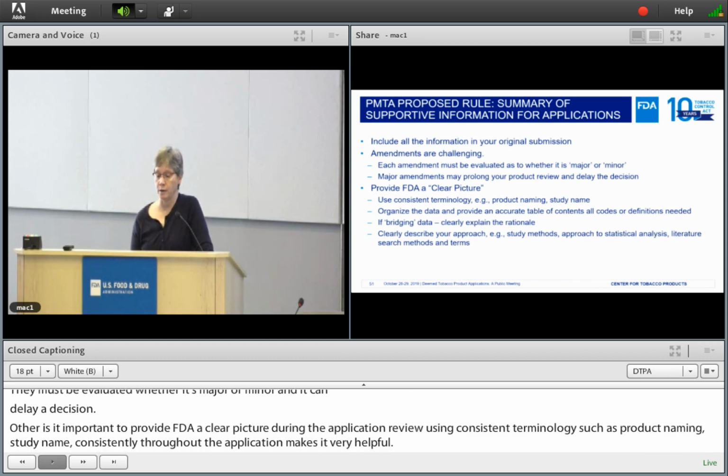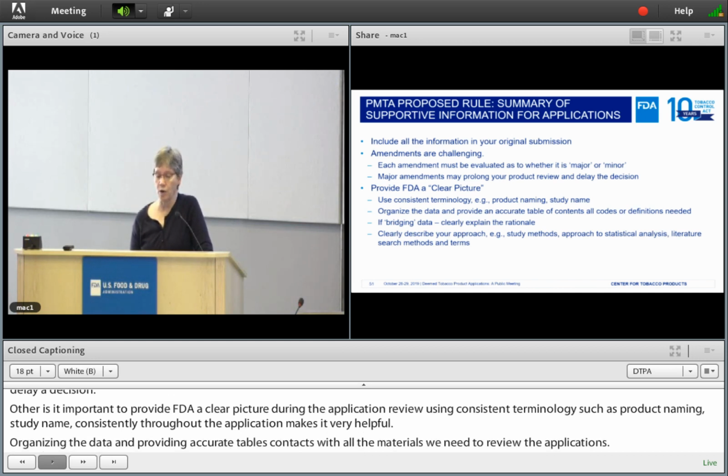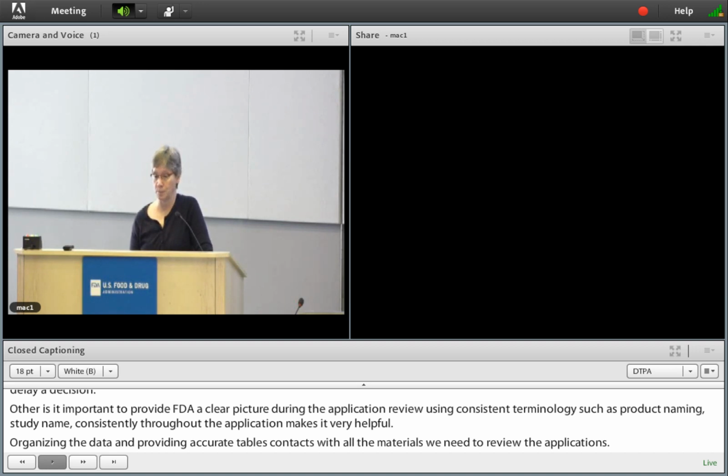If you're bridging data, provide a rationale and clear explanation for why this is important for your particular product, and clearly describe your approach, the study methods, the approach to the statistical analysis, the literature search methods and terms, and anything else that you think would make it easier for us to review your applications. Thank you.